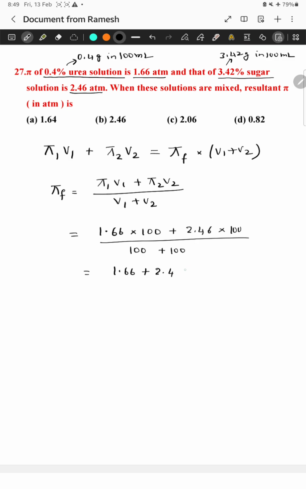So 1.66 in the numerator, you can take 100 as a common factor. So 1.66 plus 2.46 into 100, divided by 200 in the denominator. So 2 zeros cancel out. Then you simplify that. Finally you will get the final or resultant osmotic pressure as 2.06 atm. So 2.06 is there in option C. Therefore question number 27, option C is the correct answer.